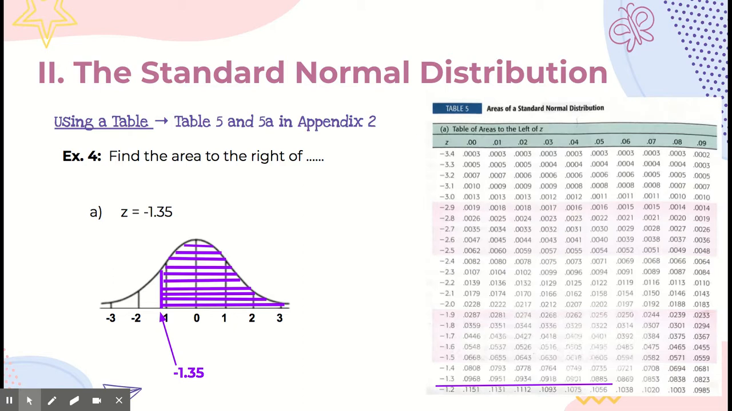So we're going to do the same thing we did before. We're going to go down to negative 1.3 on the left-hand side, and then find 5/100ths up on the right, and then we're going to get 0.0885. Now that's the left-hand side. So we want to subtract that from 1, and we're going to end up with 0.9115, which is just a little bit more than 91%, which makes more sense when you're looking at the actual area under the curve.